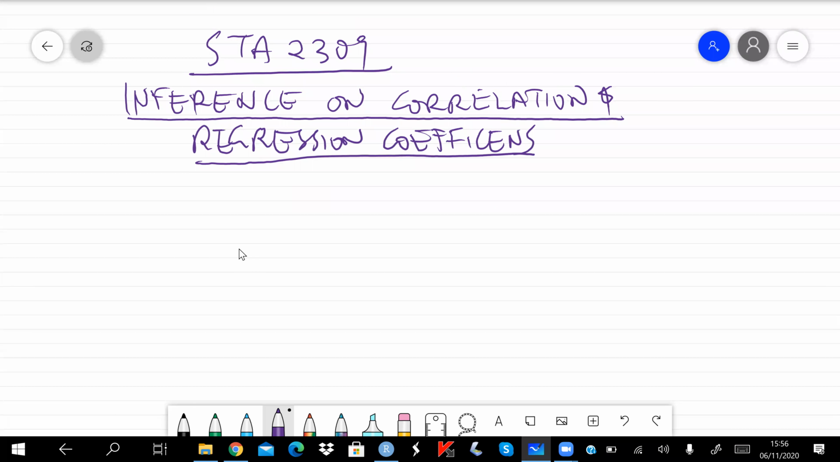Hi, everyone. Our next topic is the inference on correlation and regression coefficients. So we'll be testing a hypothesis revolving around correlation coefficients and regression coefficients. We will be starting with inferences on correlation coefficients. Then later on, in the next lecture, we'll be talking about inferences on regression coefficients. So let's start with inference on correlation coefficients.